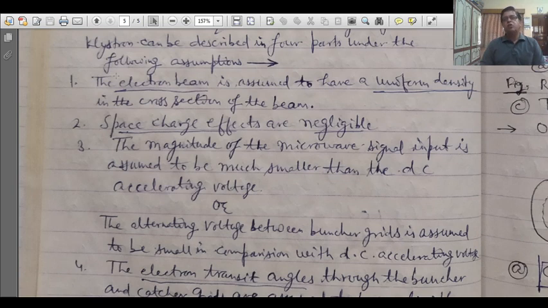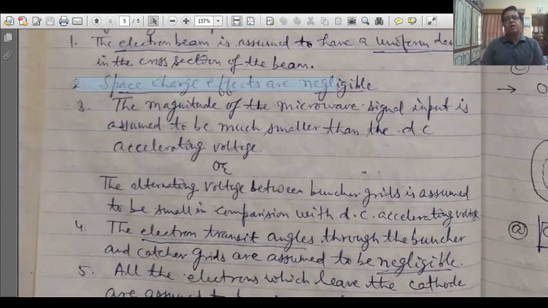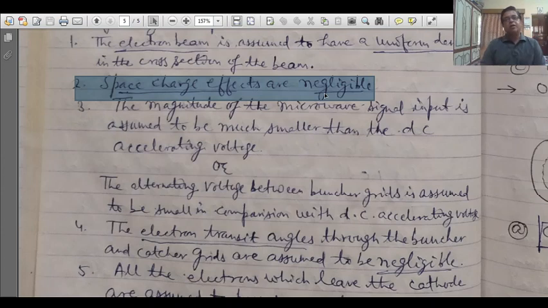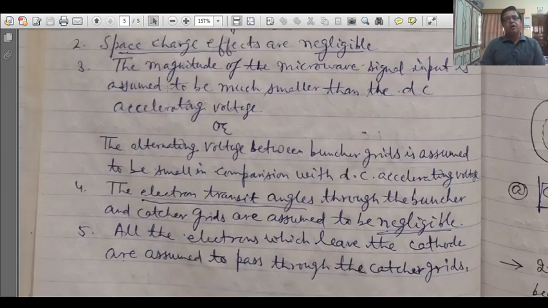The electron beam is assumed to have a uniform density in the cross section of the beam. Space charge effects are negligible. The magnitude of the microwave signal input is assumed to be much smaller than the DC accelerating voltage.